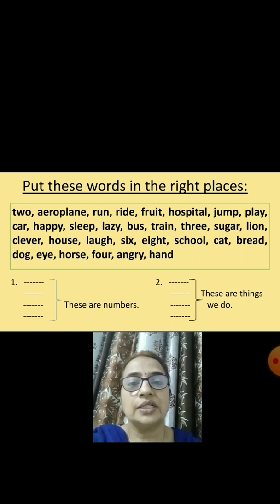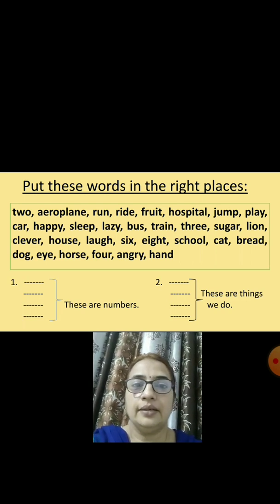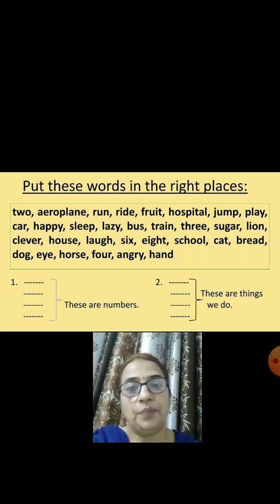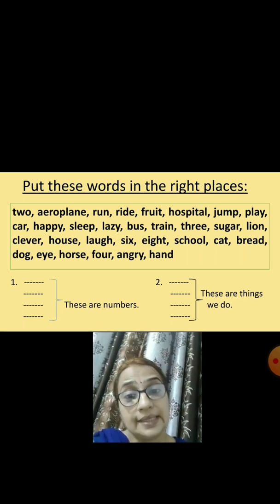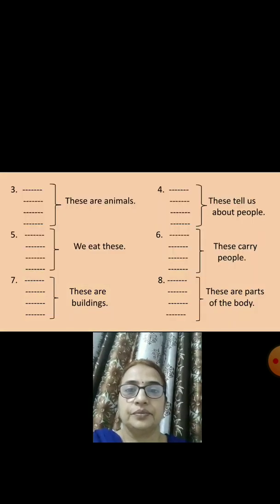So which four words did we get here? Run, ride, then jump, play, and slip also. Fine. Let us move to the next exercise.